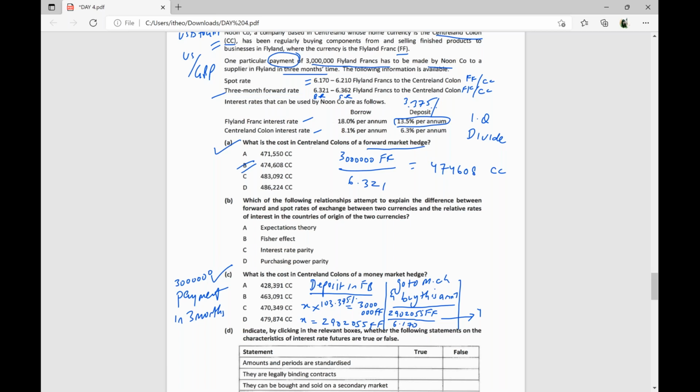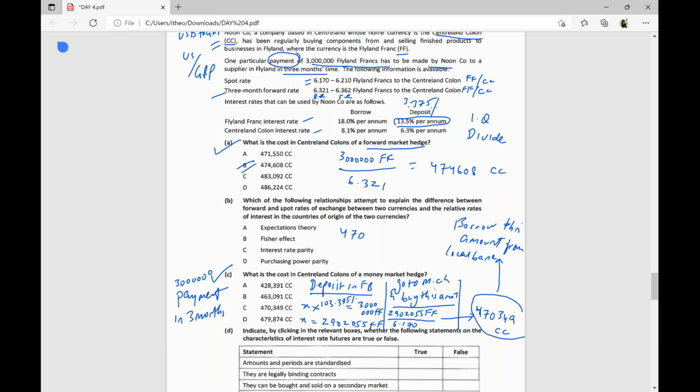Borrow this amount from a local bank. So it's just that in receipts it was borrow from a foreign bank, sell to the money changer and deposit in a local bank. Now it's deposit in a foreign bank, go to the money changer and buy this amount, and borrow from a local bank. When you borrow 470,349 CC from a local bank, you have to pay interest on the borrowing.